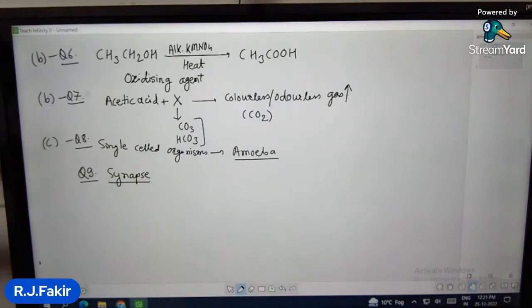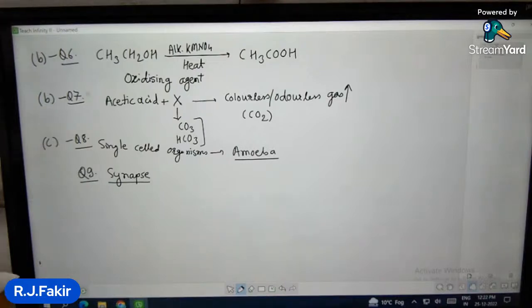A option is dendrite end of one neuron to axonal end of another neuron. This is not possible because we know the dendrites are to receive the signals, not to transmit. B, or axon to cell body of the same neuron. Synapse is not concerned with a single neuron. C, cell body to axonal end of the same neuron. So B and C options, we can leave them. Now what is D? Axonal end of the neuron to dendrite end of another neuron. So D option is correct.